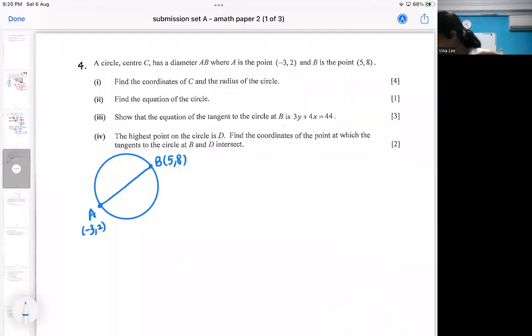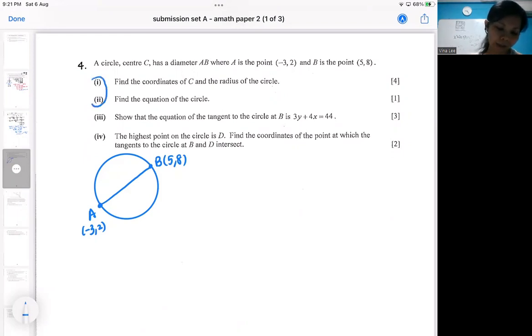Okay, so this question for circles. Anytime a circle question is not drawn for you, hopefully you just draw it out. And in this question, we are given the diameter, we are given the two coordinates. So we will need to find the center, the radius, and the equation.